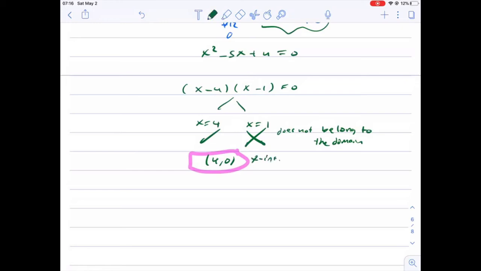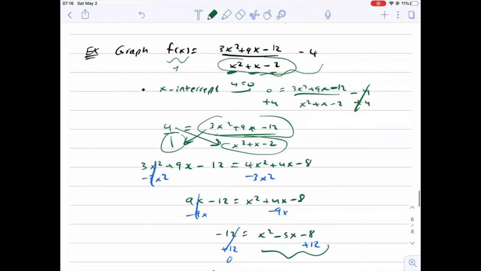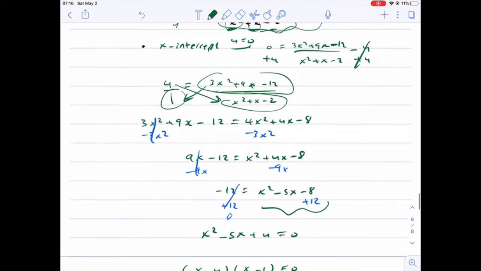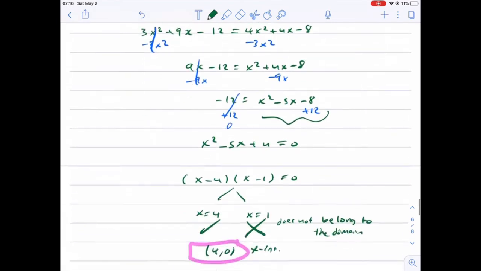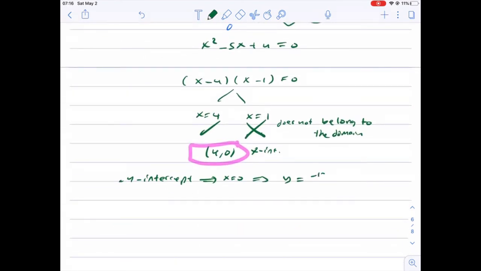Now we find the y-intercept by setting x equals 0. That means y equals, if we substitute x equals 0, this is 0, this is 0, negative 12 over negative 2, minus 4. So negative 12 over negative 2 minus 4. This is 6 minus 4, which is equal to 2. So (0, 2) is the y-intercept.